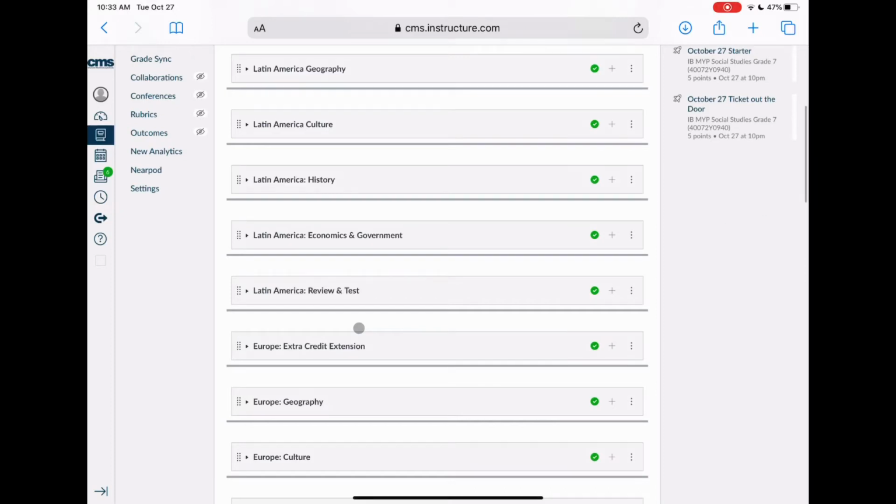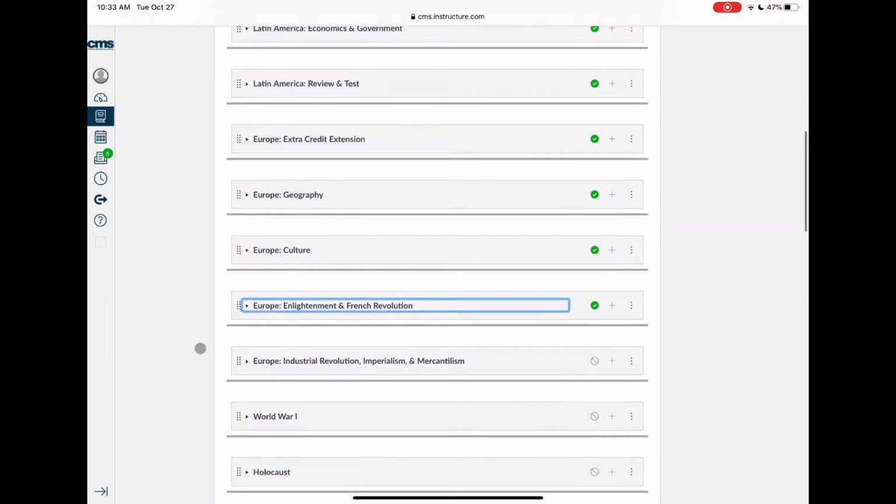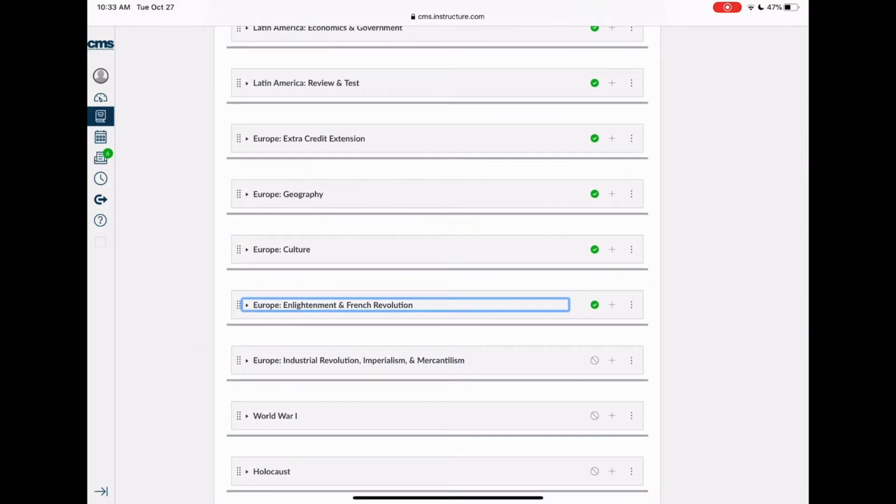I want to go over how my Canvas course is structured for the second unit because I think it'll help with students that are missing work or are absent or have technology issues at different times and miss class, whatever it may be. So let's take a look, and we'll start here with Europe geography. This is the first assignment of the second quarter.